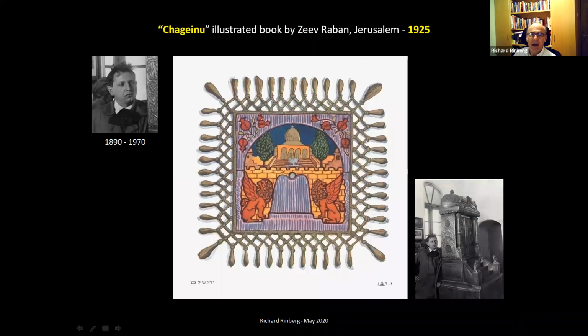And another artist from the Bezalel School of Art, Ze'ev Rabban, who lives from 1890 up until 1970. And he has a book, Chagenu, from 1925, Our Festivals. This is actually from the back of the book. And you can see, should we say, the Luchot. And the Bezalel School of Art had no problem, if they wanted to describe the Bet HaMikdash, of using the image of the Dome of the Rock, because that's on the place where the Bet HaMikdash stood.